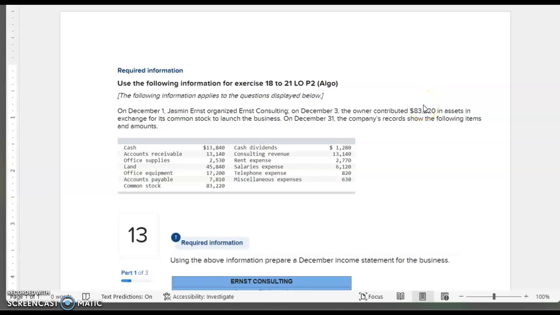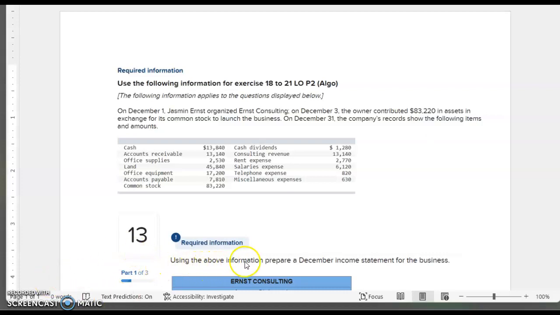Week 2, Chapters 1 and 12, Problems 13, 14, and 15. On December 1st, Jasmine Ernest organized Ernest Consulting. On December 3rd, the owner contributed $83,220 in assets in exchange for its common stock to launch the business. On December 31st, the company records show the following items and amounts.